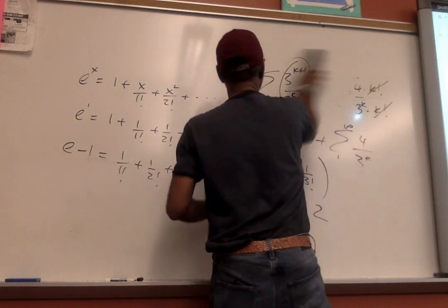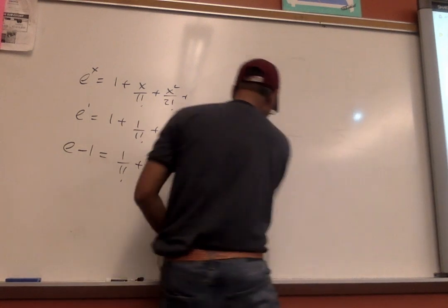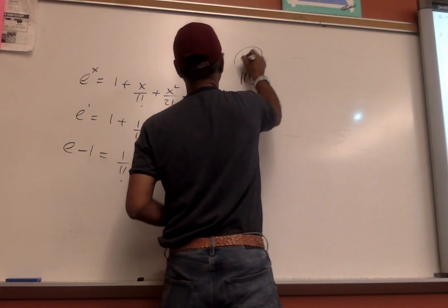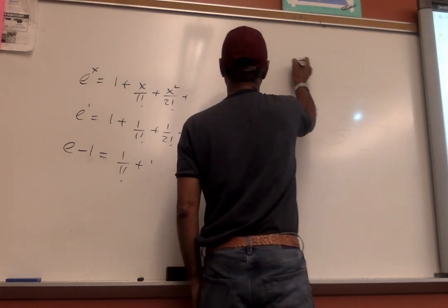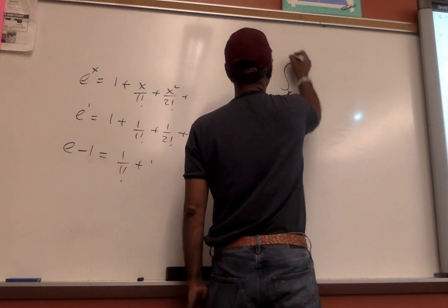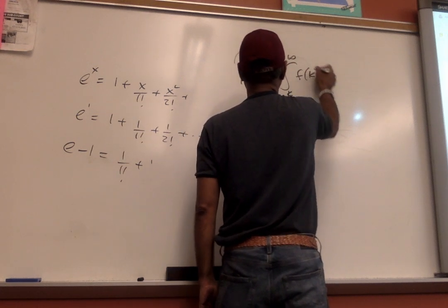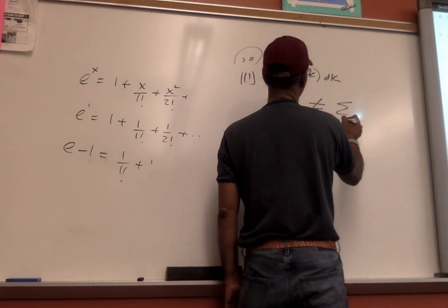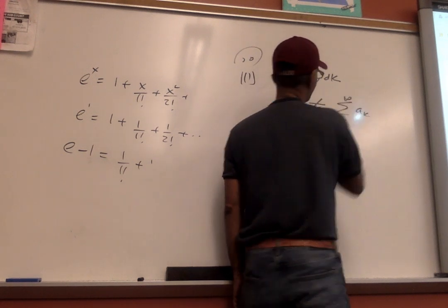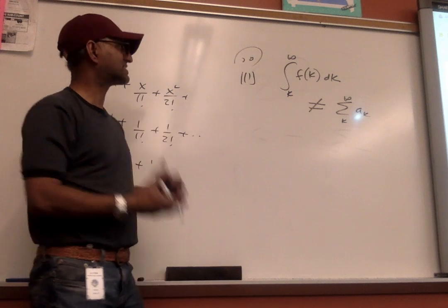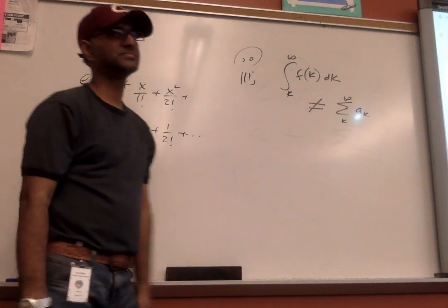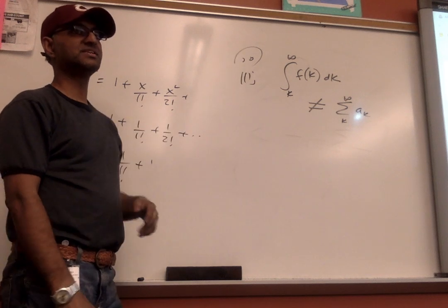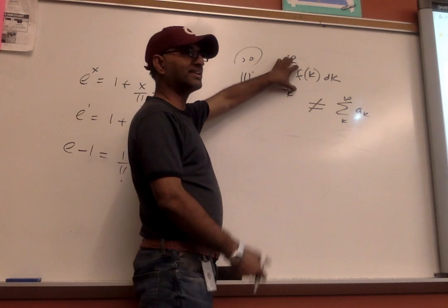In your notes, write this down, please. Please understand this really, really well. The integral from k to infinity of f(k) dk is not the sum. The integral test does not say that sum is equal to that integral. It just says if that integral converges, that series converges. But when you find the integral, that is not the sum.